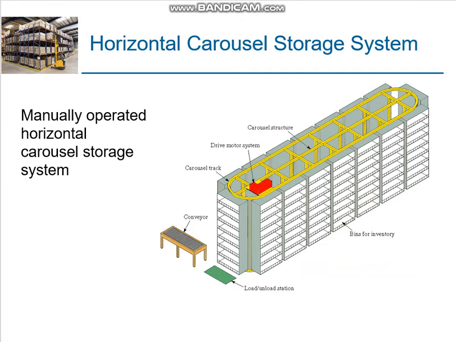This is the basic structure of the horizontal carousel storage system, where it has a centralized drive motor system to drive the entire bins or carousel tracks along the structure. So the operator just needs to be available at the loading and unloading station in order to receive any of the items or to store incoming items.